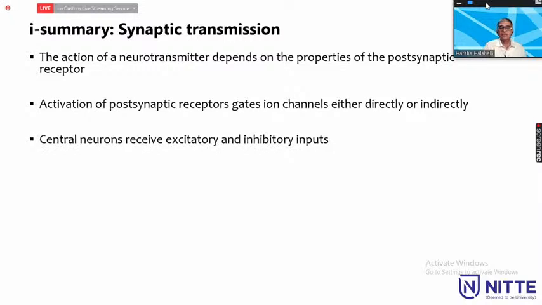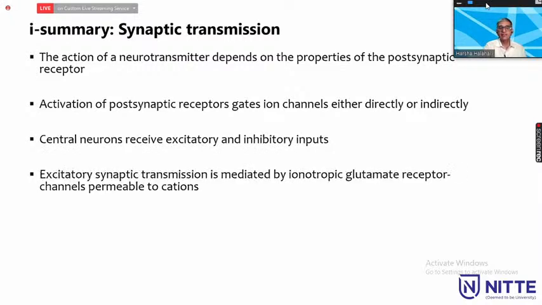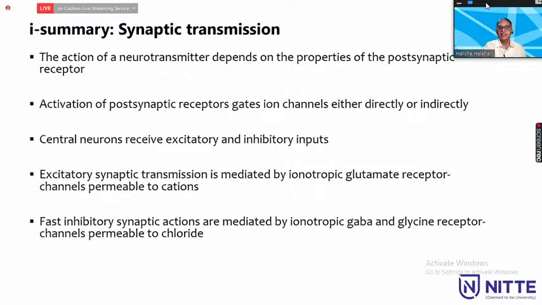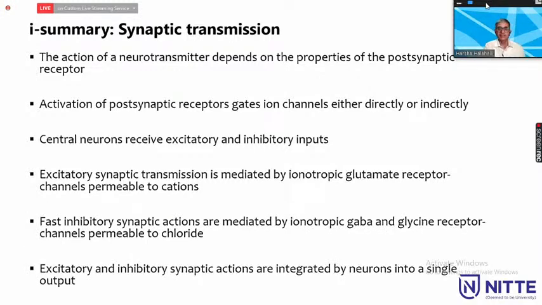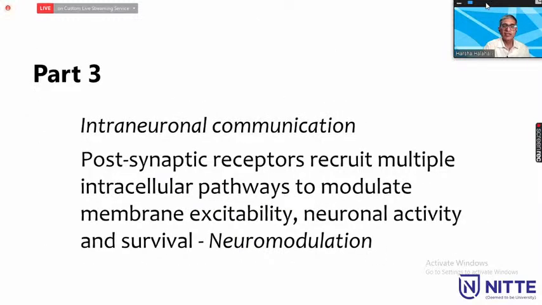Central neurons can receive inhibitory or excitatory responses and integrate them. Excitatory responses are most commonly mediated by ionotropic glutamate receptors, and inhibitory responses most commonly by ionotropic GABA and glycine receptors. So that is a summary of synaptic transmission. We will revisit many of these things in the context of learning, memory, anxiety, behavior, etc. I have only touched upon the fundamentals today.